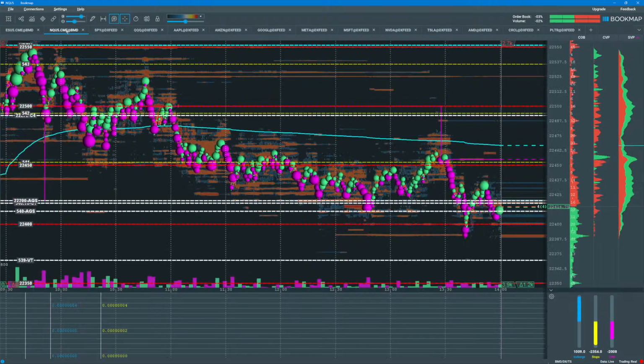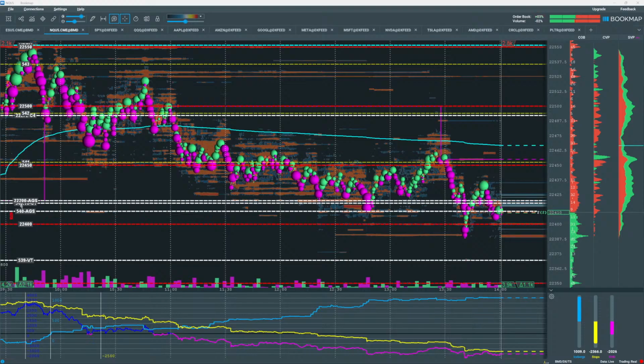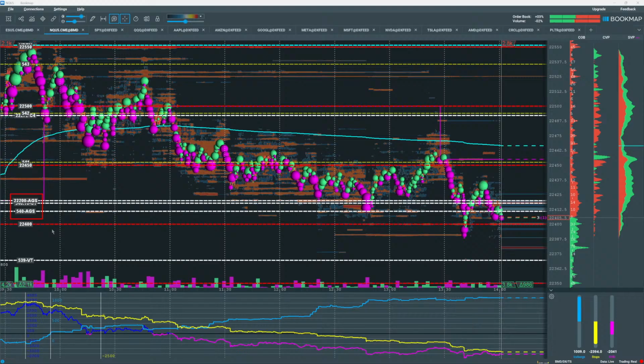All right, so let's go to Nasdaq, NQ futures. Downtrend. And again, here are these two key levels for today. The absolute gamma strike for NDX, 22,200. And then the QQQ 540 absolute gamma strike just below that. All right, so now price is down below, and Nasdaq is down below both those levels.